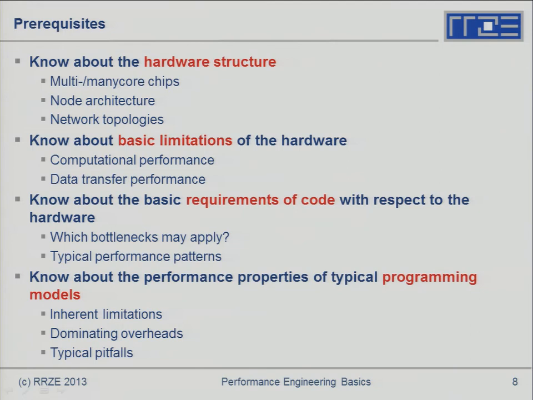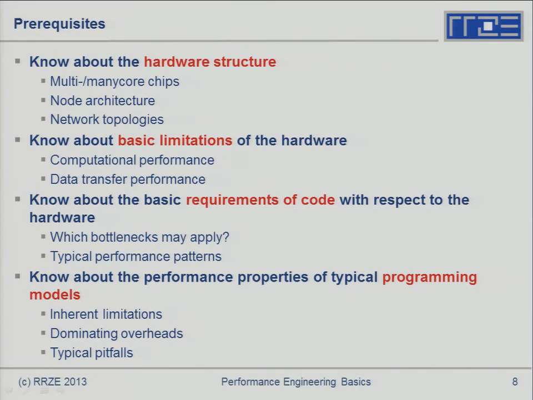That's the basic thinking. What do we have to know? Actually, it's all already in the diagram in the previous slide. You have to know about the hardware structure, node architecture, chips, sockets, SIMD units. You have to know about the basic limitations. So how much work can the hardware do, possibly, per cycle, per second? These are things you have to know. You have to know the basic requirements of the code, so which bottlenecks may apply, and there are some typical performance patterns that are easily identifiable. We'll see some of these, for example, pipeline hazards, or memory bandwidth limitations, or peak bandwidth.